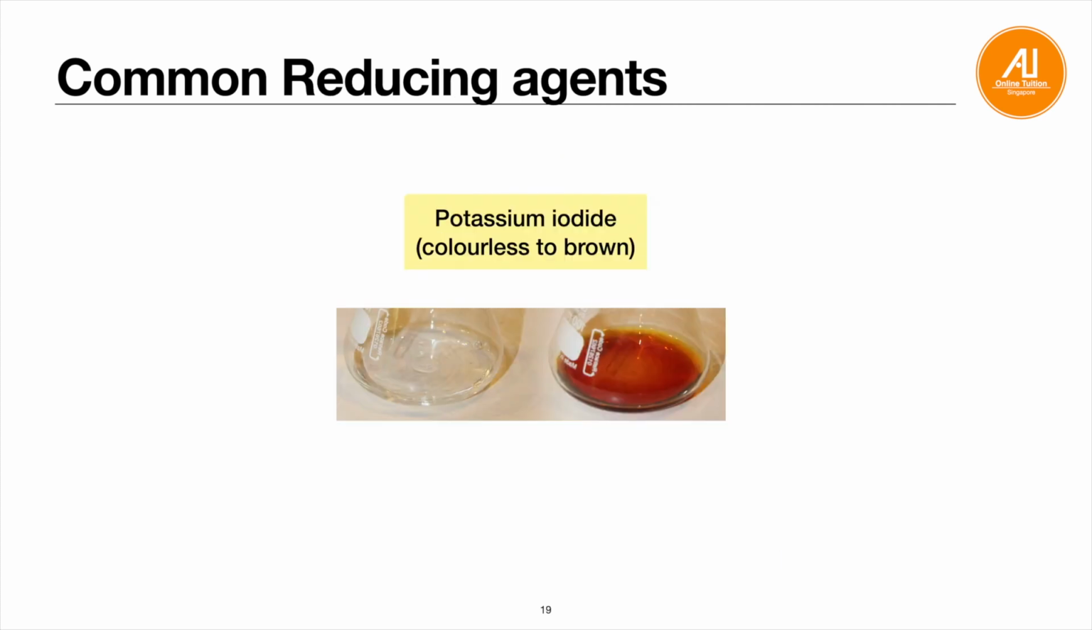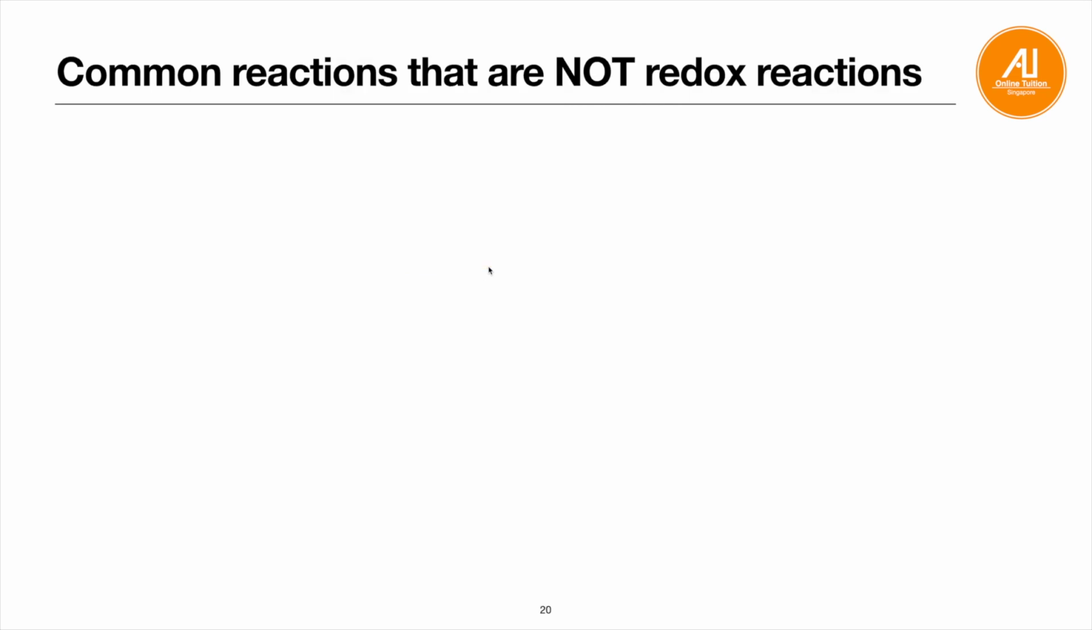Next, this is your reducing agent, which is your potassium iodide, colorless to brown. Same thing: if you add potassium iodide into an unknown solution which is an oxidizing agent, it will change from colorless to brown. Unless the unknown solution is an oxidizing agent, for example if it's just a neutral solution, it will just remain colorless. No visible change.